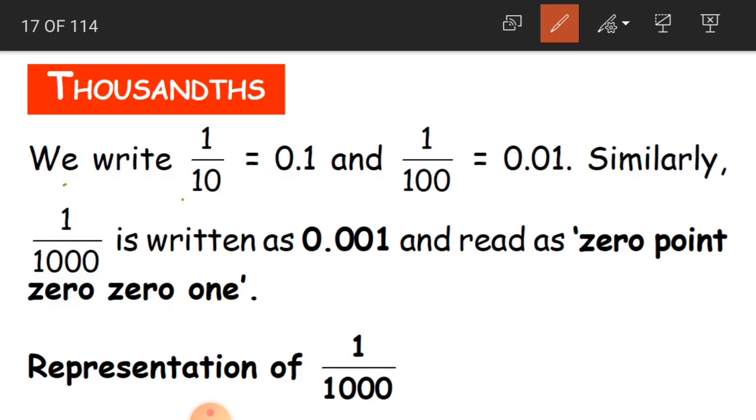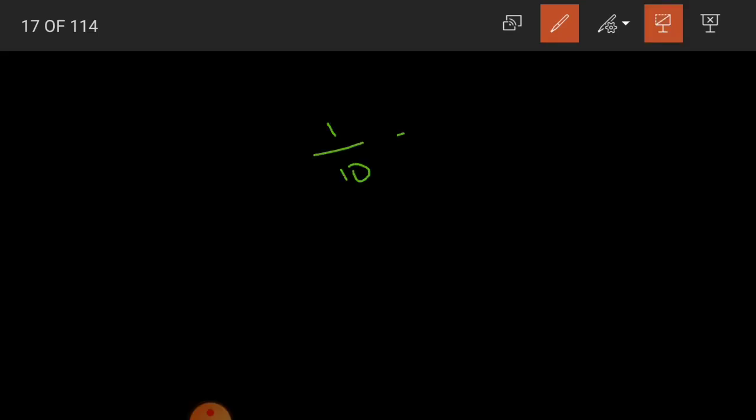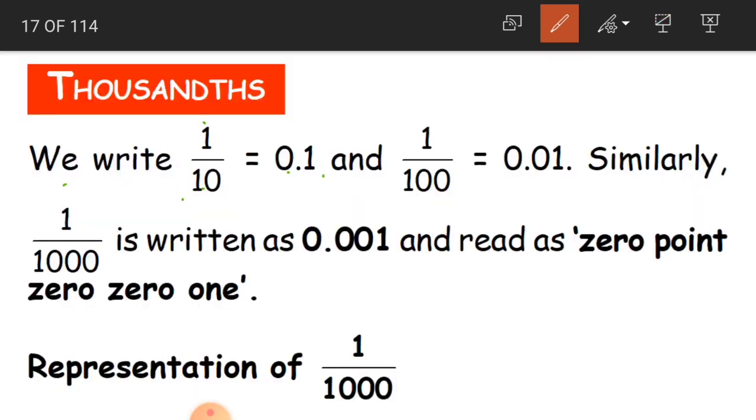If we revise, we write 1 by 10 as 0.1. See, 1 by 10. How will we write it as a decimal number, children? The denominator is having 2 digits. So we write the numerator also as a 2-digit number. That is 0, 1. And as in the denominator we are having 1, 0, we place our decimal point after 1 digit from the right. So 1 by 10 is nothing but our 0.1. And similarly 1 by 100 is equal to 0.01.